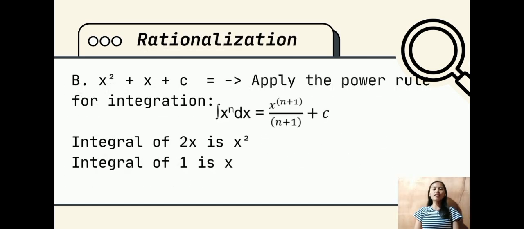The correct answer is letter B. x squared plus x plus c. Apply the power rule for integration. We have the integral of x raised to the power of n is equal to x raised to the power of quantity n plus 1 over quantity n plus 1, plus c. Integral of 2x is x squared and integral of 1 is x. So we have x squared plus x plus c.